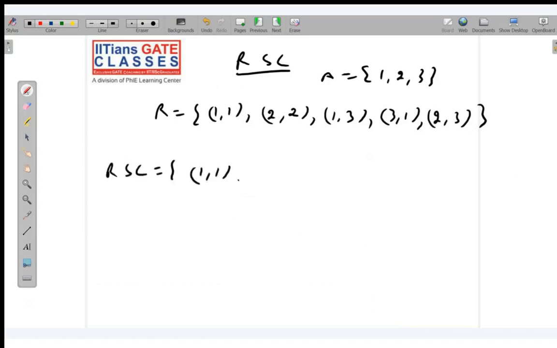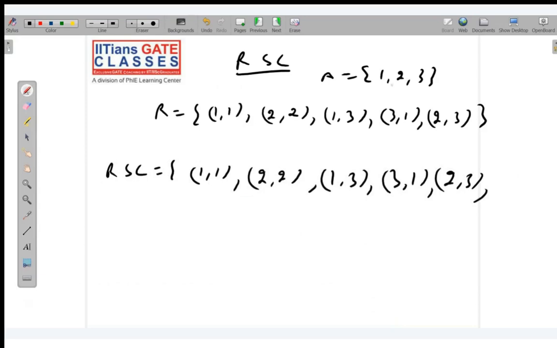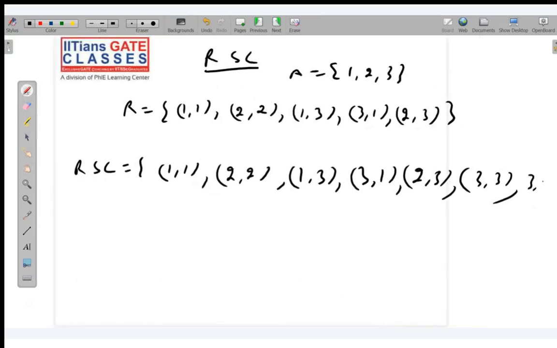First of all, I will copy it. Then I will check for reflexive. 3,3 should be there. 3,3 is missing, simply add it. For symmetric, forget about self loops. 1,3 is there, 3,1 is there. 2,3 is there, 3,2 is missing. Simply add 3,2. That's it. Done. These are very simple questions.